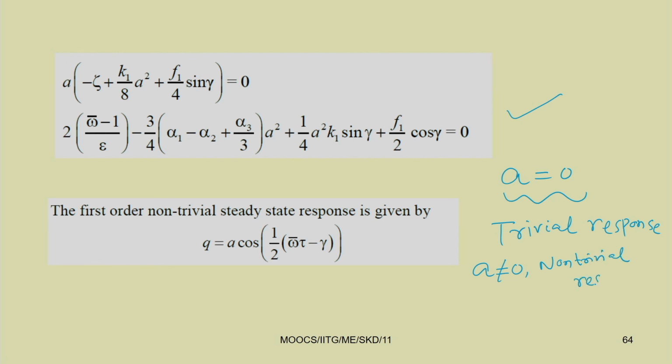From the first equation, it is clear that we will have both trivial state and non-trivial state. That means, if you plot a versus sigma, up to a certain distance it will be stable or unstable. That means this 0 line is also a solution. When we study stability, we will know more about this. So, for example, you may have a response like this.